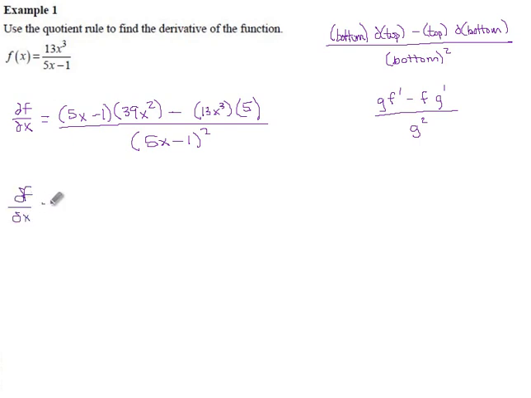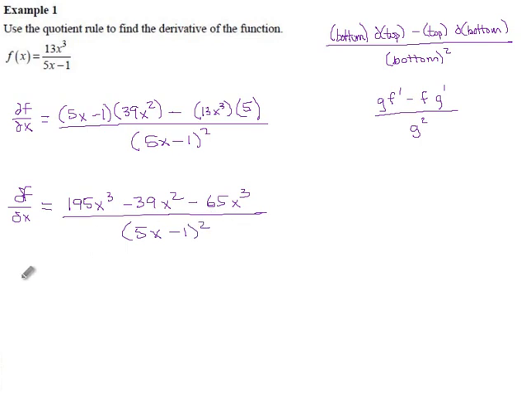df dx. We can, however, clean up that numerator, and we're going to. 5 times 39x squared is 195x cubed, minus 1 times 39x squared is that, and minus 13 times 5 is 65x cubed, all over 5x minus 1 all squared.